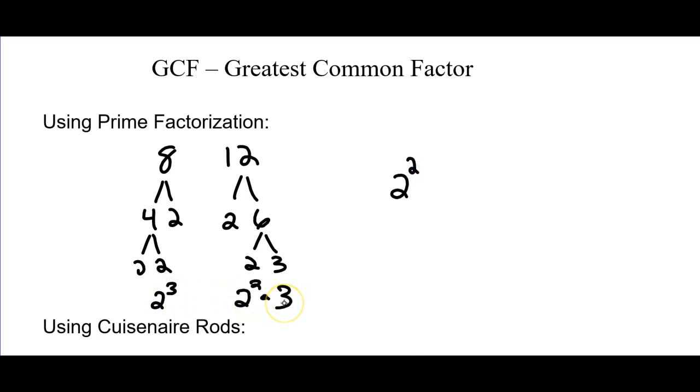3 is not shared by both, so we're not going to just ignore the 3 and then multiply whatever you got out over here. So 2 squared is 4, and so our GCF, or our greatest common factor here, is 4.